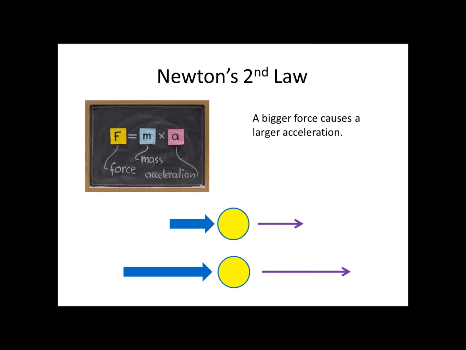Now, Newton's second law, probably the most famous law, is actually best stated in an equation. Force equals mass times acceleration. And really what this law says is that a bigger force causes a bigger acceleration on an object. So again, sticking with our convention, blue vectors are the force vectors, purple vectors are the acceleration. A big force is going to cause a big acceleration on an object.